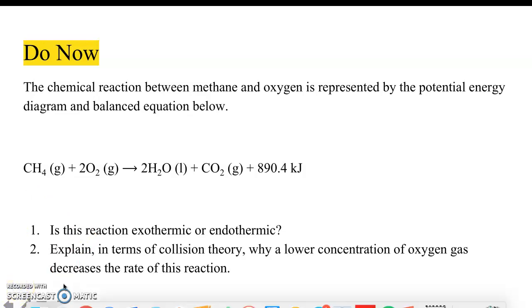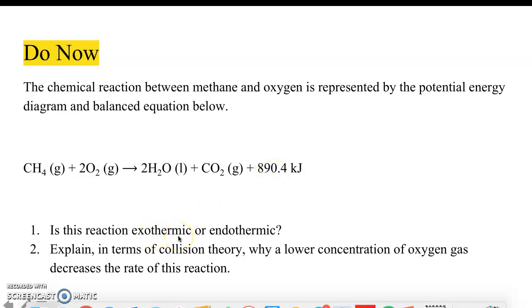Let's talk about the first question. So is this reaction exothermic or endothermic? Remember that exothermic means heat is exiting. We're losing heat, or heat is being released. Endothermic means heat is being taken in. So if we look at this equation, heat is represented by kilojoules right here. Sometimes you'll see another symbol for this, but we'll go over that in a minute. But heat is on our product side, so heat has been released from the reaction.